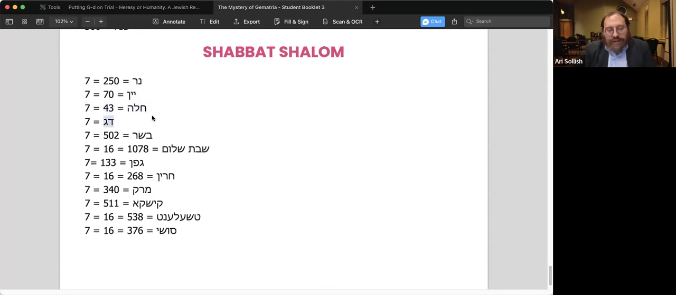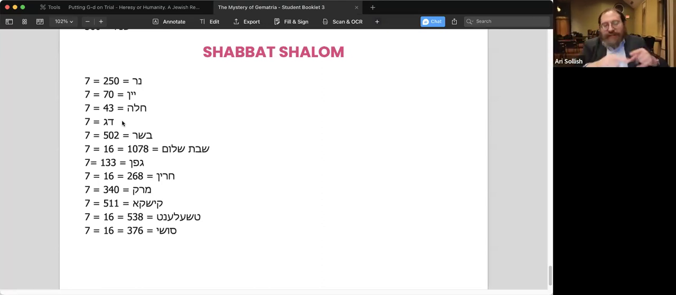Dag, fish, right? Gefilte fish or other types of fish. Dag, it's 4 plus 3, 7. Correct. Basar, flesh, meat. Basar is 2 plus 300 plus 200, 502. 5 plus 0 plus 2, again, is 7. These are the first 5 that the Vilna Gaon teaches.